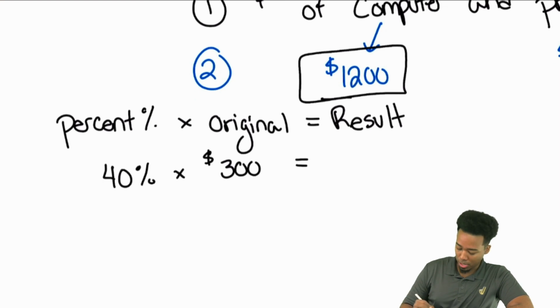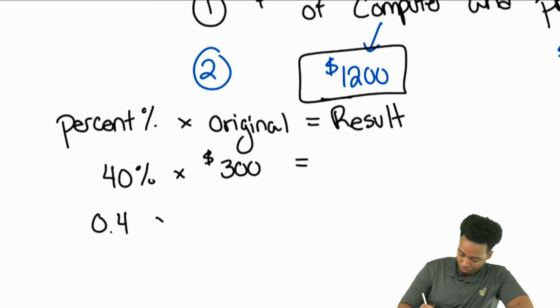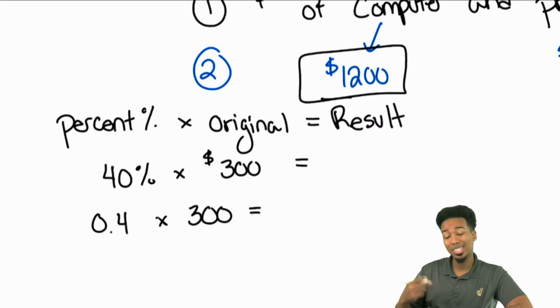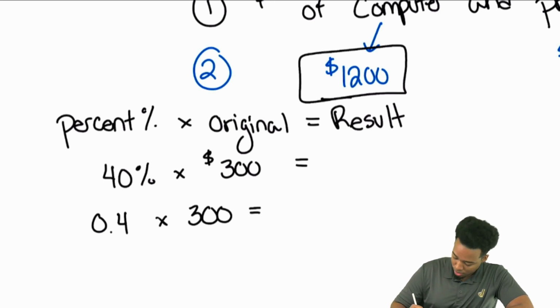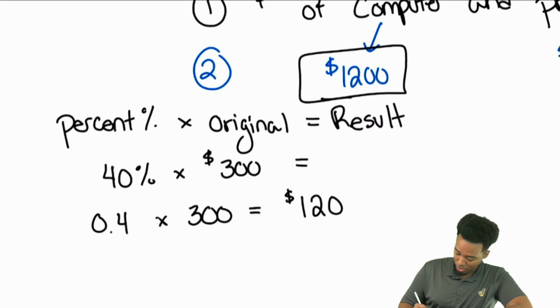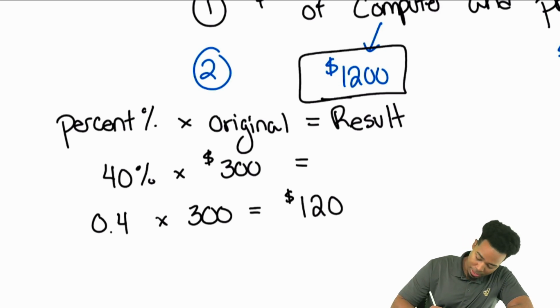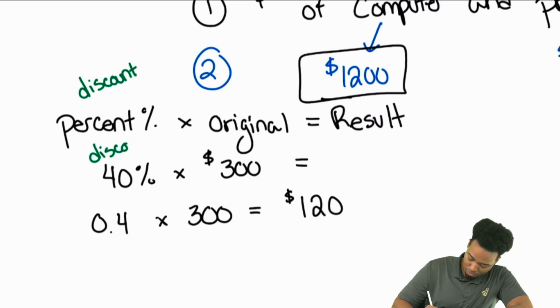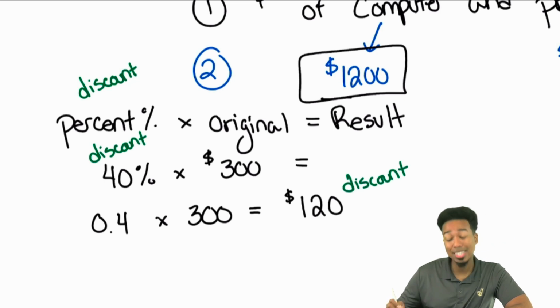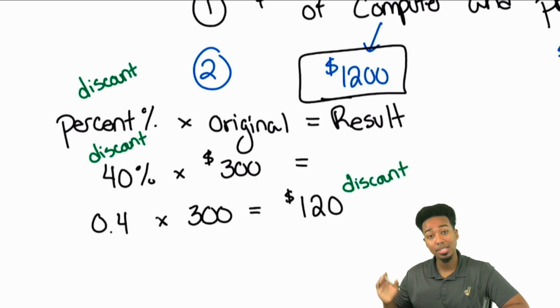40%, when we do this formula here, we're going to turn this into 0.4, and then we're going to multiply that by 300. Again, turn your percent into a decimal. And then from there, 0.4 times 300, that's going to give us 120 bucks. So again, remember, this percent that we apply, let me make this very clear for us. This is the percent of the discount that we applied. So that means that the result that we get, this 120, that is the amount of the discount, my party people. That's the amount of the discount.